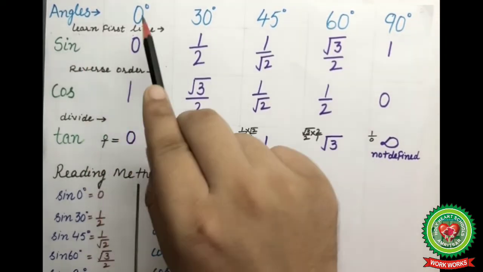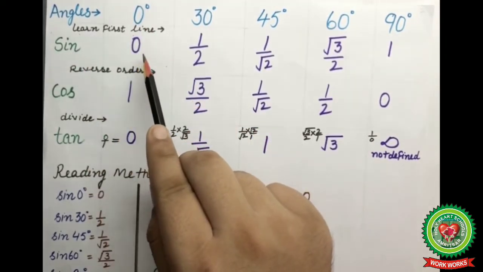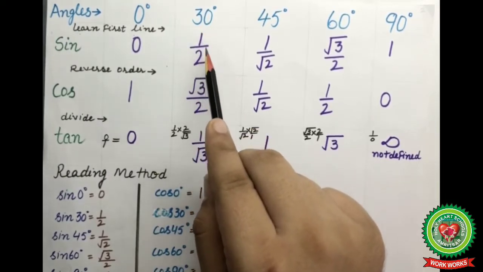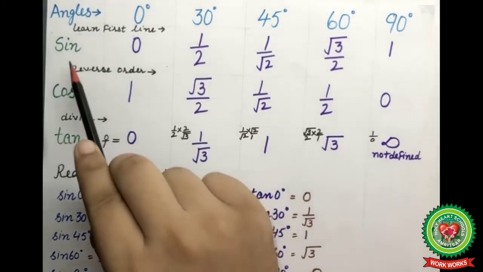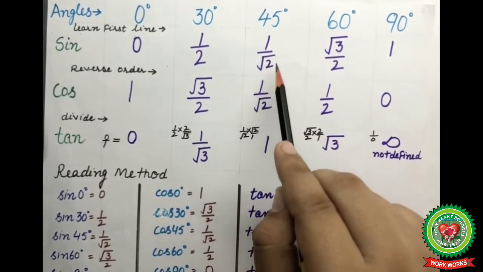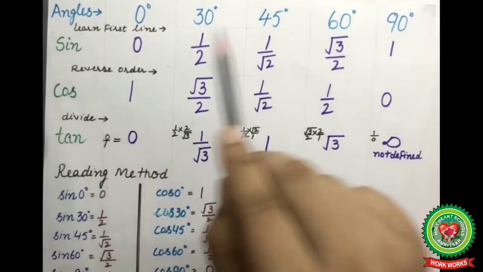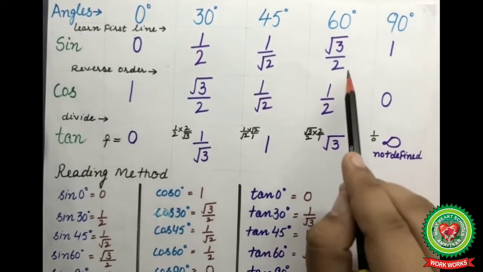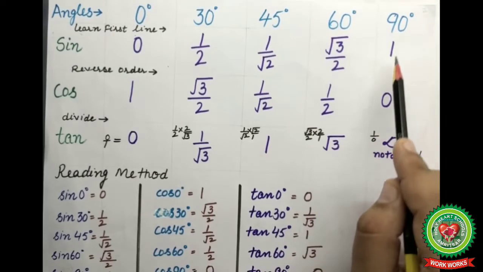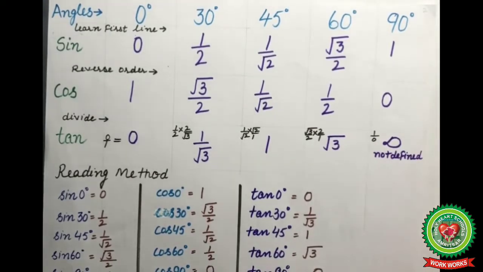Sine 0 degree is 0. Sine 30 degree is equal to 1 upon 2. Sine 45 degree is equal to 1 upon under root 2. Sine 60 degree is equal to under root 3 upon 2. And sine 90 degree is equal to 1.